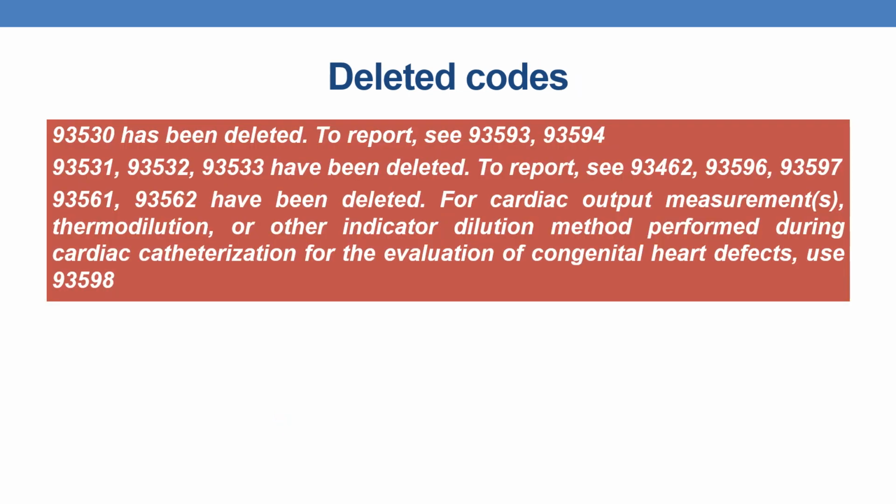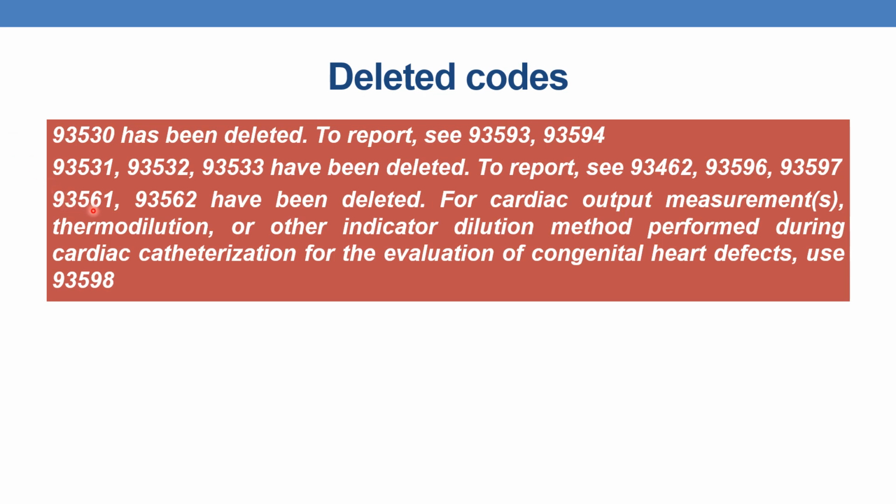Now let us discuss the deleted codes. The code 93530 has been deleted, and to report you need to see 93593 and 93594. And similarly, the codes 93531, 532, 533 have been deleted. In order to report them, you need to see 93462, 93596 and 597.